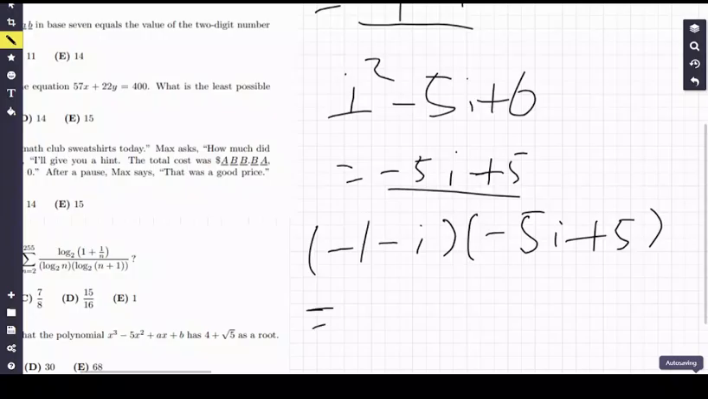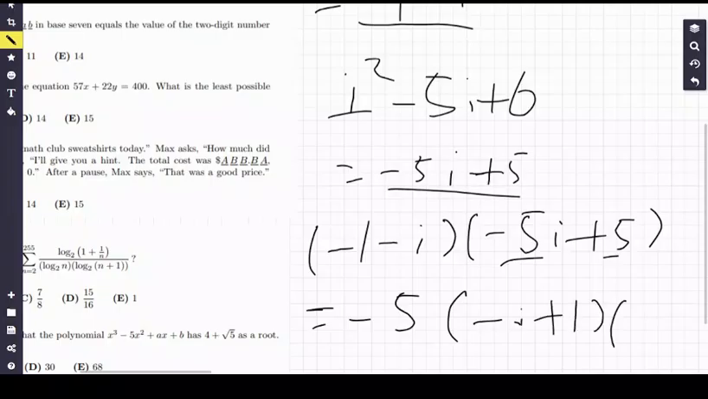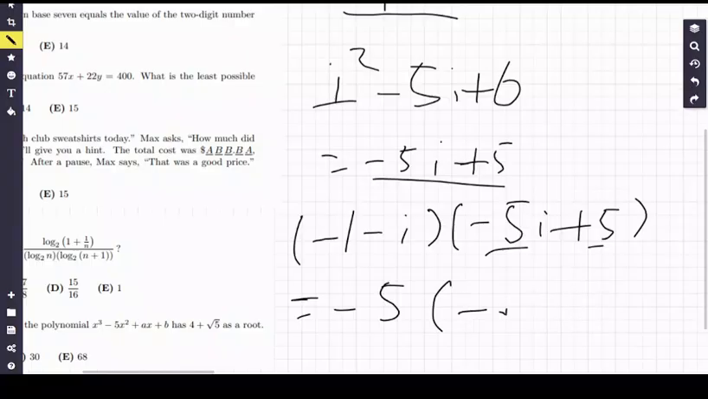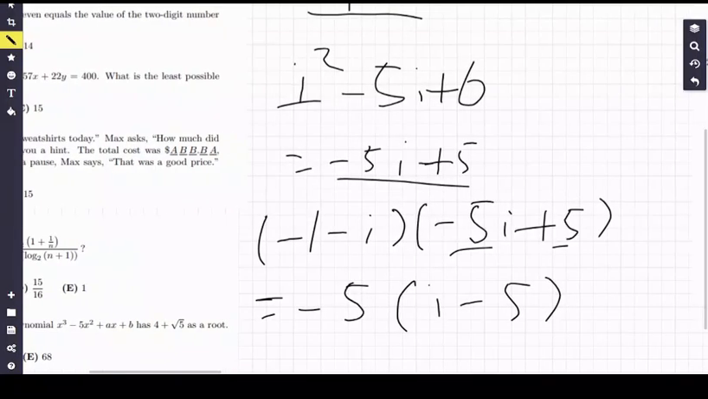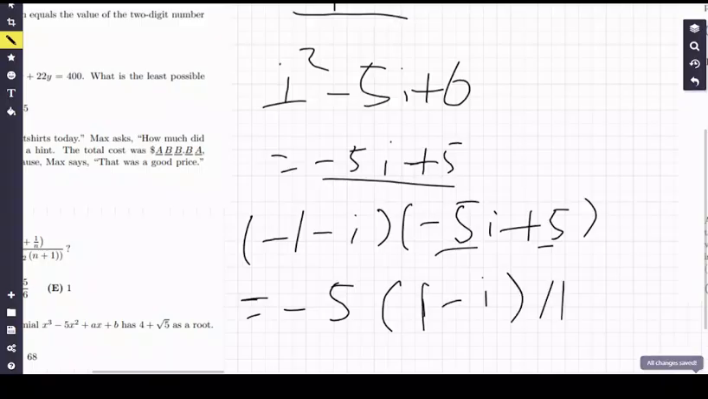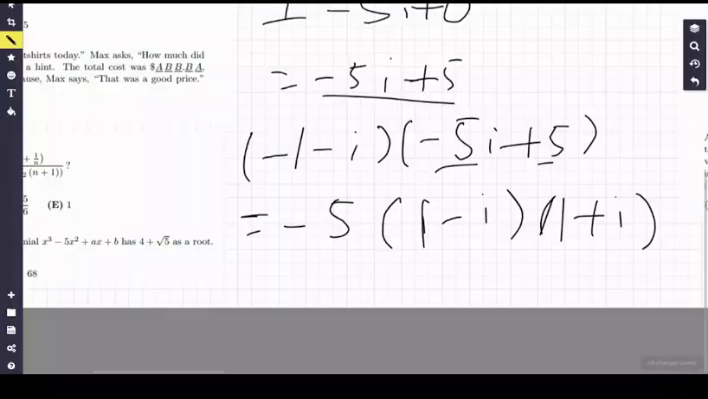And you do this expanding again, or you could factor out the 5, and you will get negative 5 of negative i plus 1. Oh, sorry, you will get i minus 5 and 1 minus i. What am I doing? 1 minus i and 1 plus i. Okay, good.